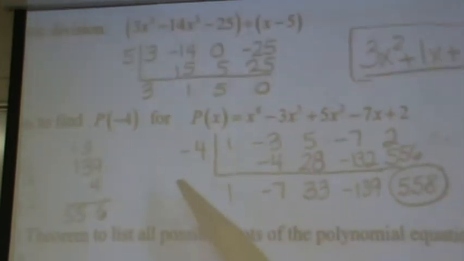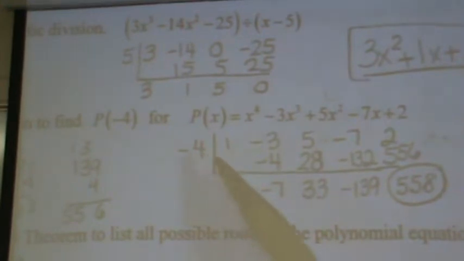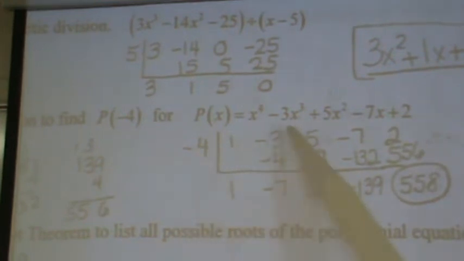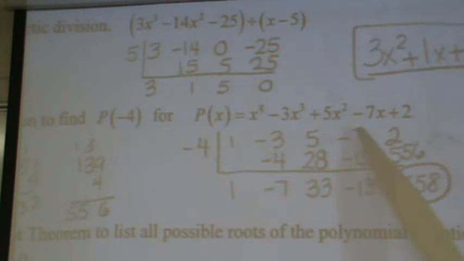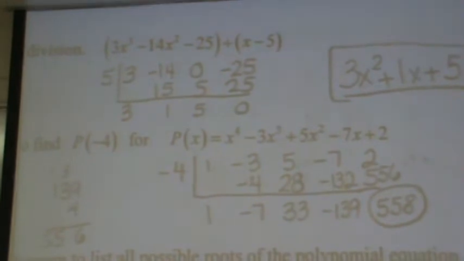Number 8, use synthetic division. You're going to put a -4 out here. And 1, -3, 5, -7, and 2. Bring down the 1, multiply, add. Multiply, add, multiply, add, multiply, and then add. That is your remainder, 558.